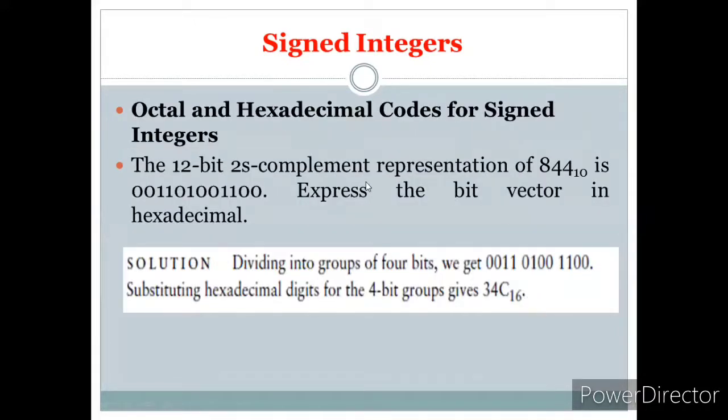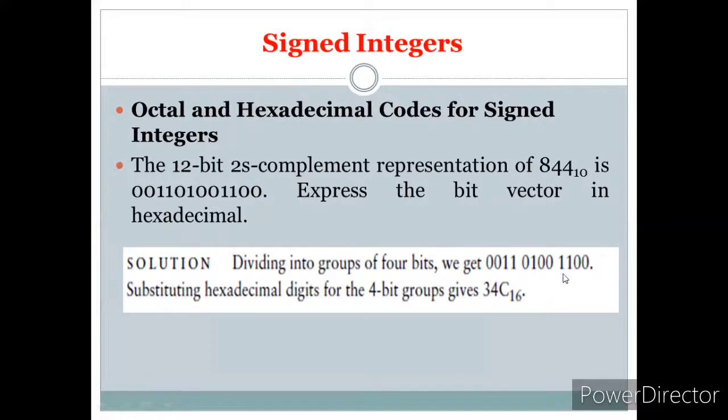Now, similarly, let us see the representation of octal and hexadecimal numbers. First, let us see the hexadecimal number. Here, the 12-bit 2's complement representation of 844 is 001101001100. This needs to be converted to a hexadecimal number. We have to group it in terms of 4 bits. Why? Because a hexadecimal digit is a 4-bit representation.